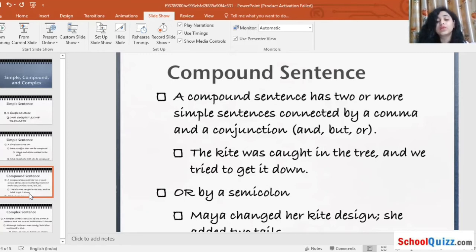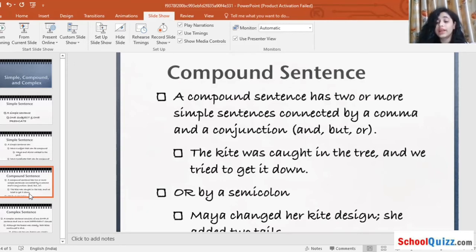These can be two simple sentences, but because of the comma and the conjunction it can be used as a compound sentence. The kite was caught in the tree, one simple sentence. We tried to get it down, that is the second simple sentence. So the combination of both can become one compound sentence, or by a semicolon. If the semicolon is also used, it can also be called a compound sentence.